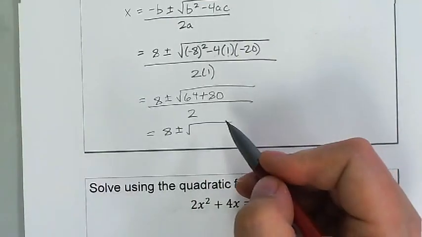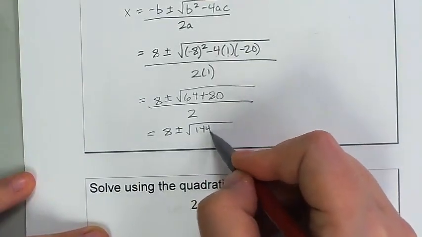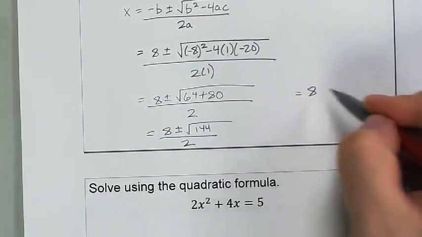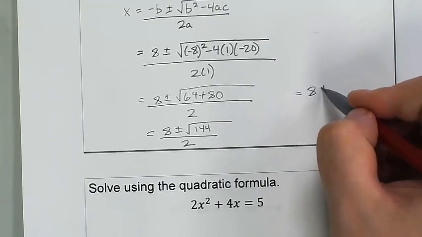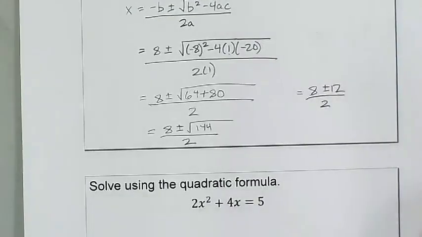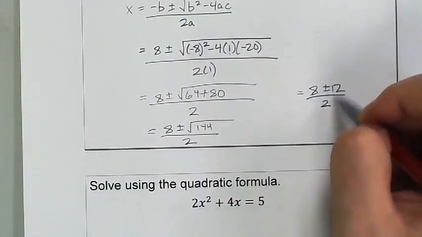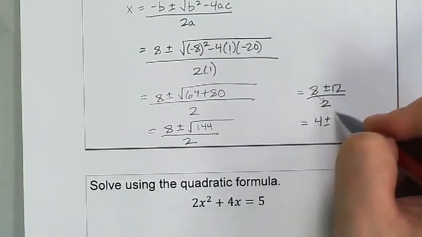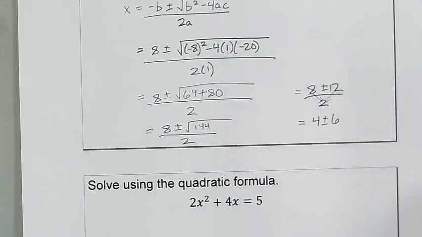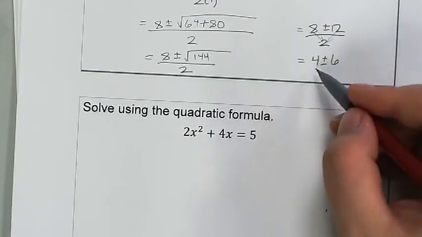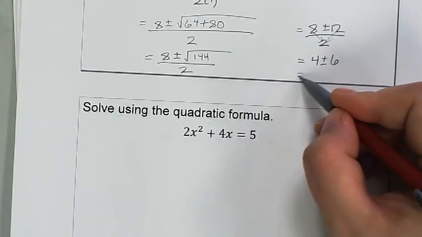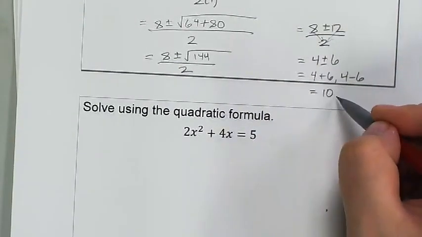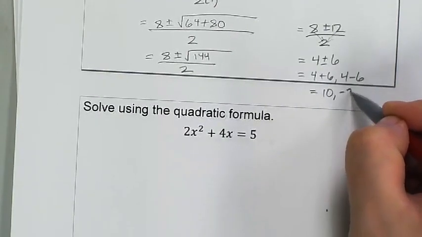64 plus 80, what is that, 144? Gotta ask yourself, is 144 a perfect square? Which it is. That's actually 12. Both of these can be divided by 2, so I get 8 divided by 2 is 4. 12 divided by 2 is 6. Okay. Since I can figure out what 4 plus 6 is and 4 minus 6 is, I need to keep going. So we get 10 and -2.